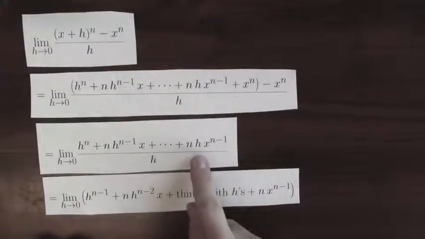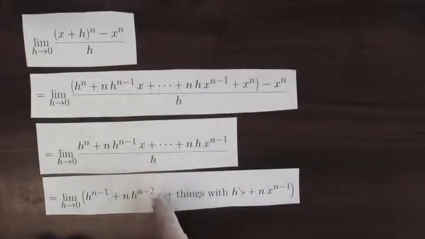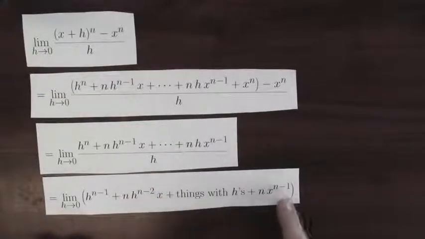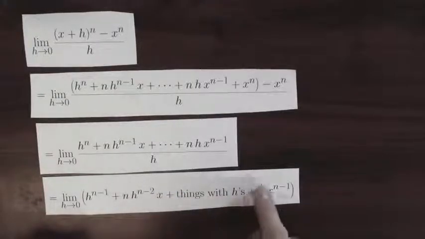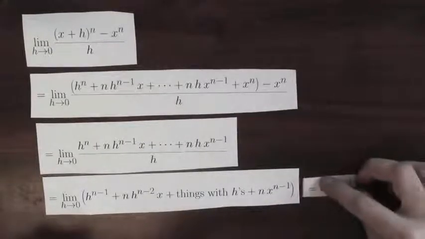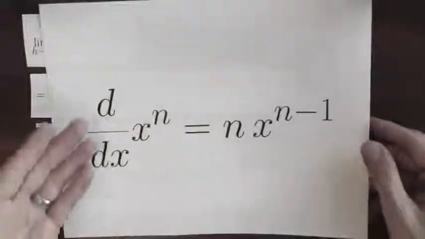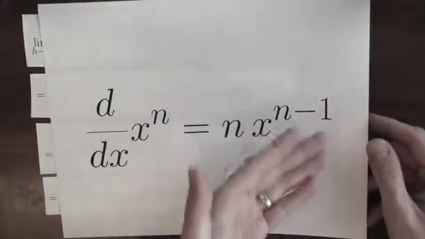This last term, n h times x to the n minus 1 over h, becomes n x to the n minus 1 after I divide by h. And now look, this is a limit as h approaches 0. This term dies, all of these terms with h's in them die. The only thing that's left is this term here, n times x to the n minus 1. And that means that this entire limit is equal to n x to the n minus 1. This limit is calculating the derivative of x to the n. So what we've really managed to do is show that the derivative of x to the n is n x to the n minus 1.